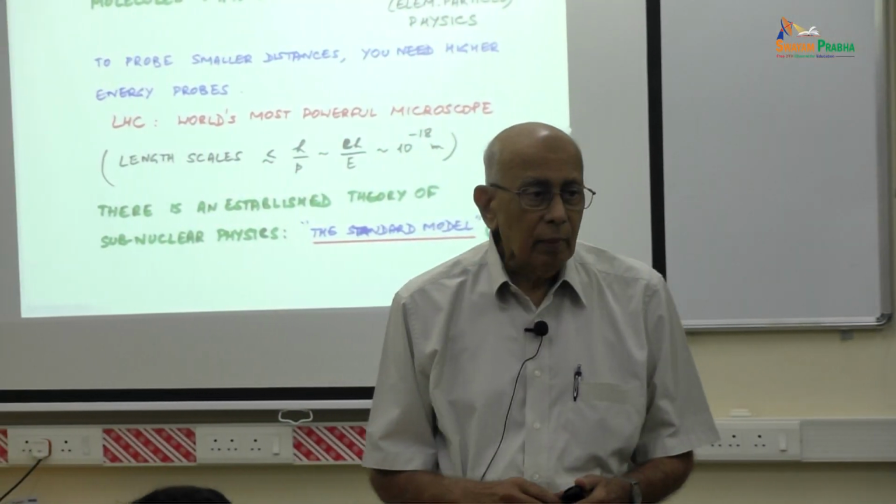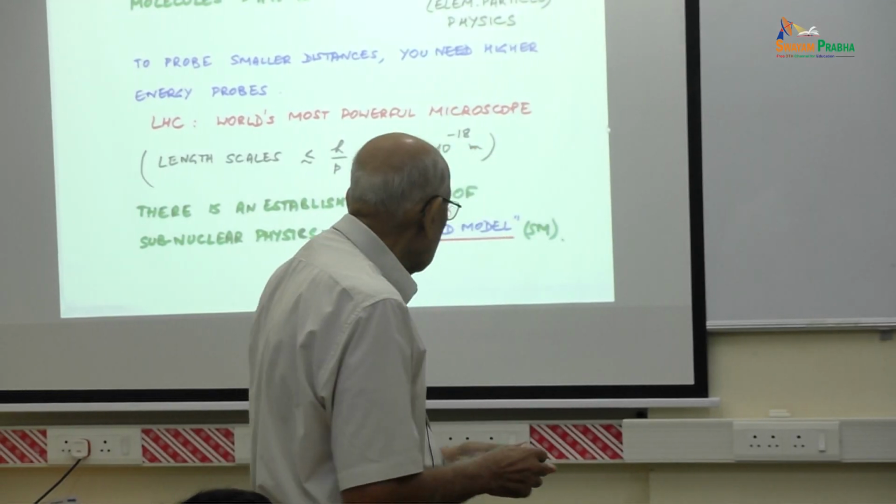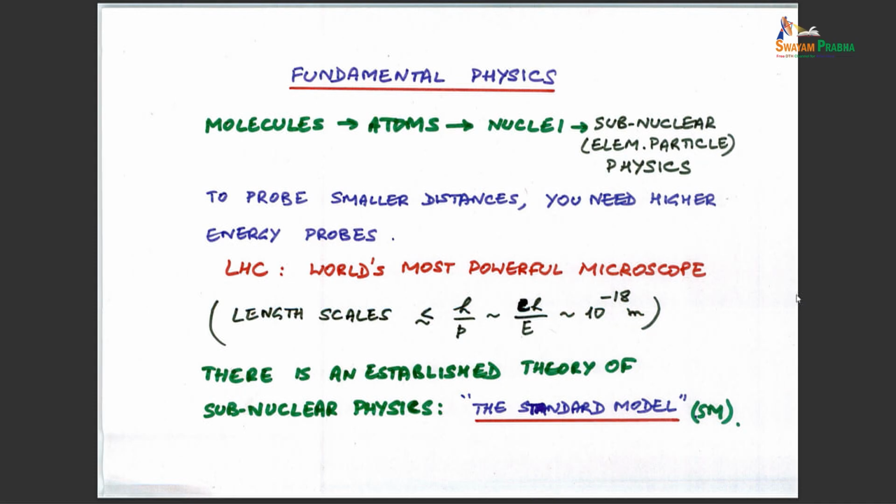Okay. Coming back to what I wanted to say here was this. You start with characteristic energy scales in every range, and then as you go from molecules to atoms to nuclei to subnuclear elementary particle physics, you have to have higher and higher energy probes in order to probe deeper and deeper into nature. The Large Hadron Collider probes fairly deep into nature. The characteristic length scales at that stage are of the order of 10 to the minus 18 meters or less.